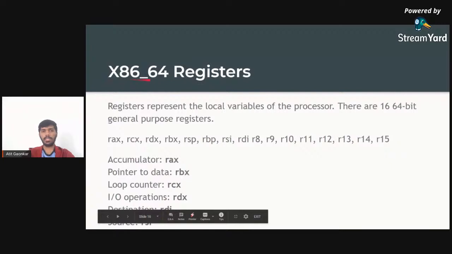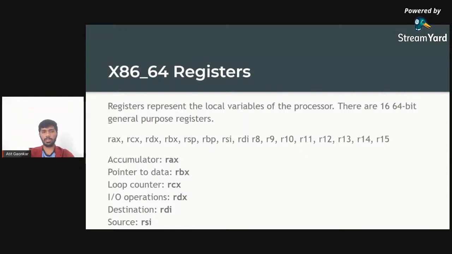So, the x86 registers. x86 is, I guess, the 8086 processors, and x86-64 is the 64-bit version of that processor. These contain generally 16 general purpose registers, which are these ones. The convention is that RAX is called the accumulator, RBX is called the pointer to the data, and so on.